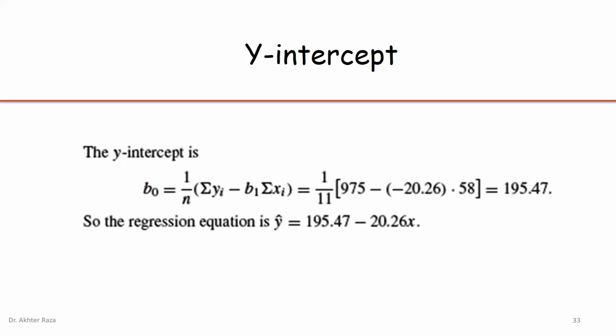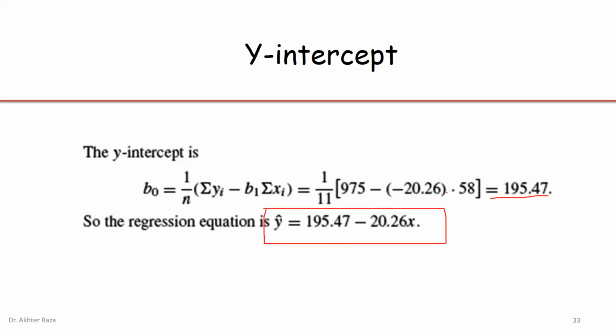Now the y-intercept is computed. The value of the y-intercept is 195.47. That is an indication that if the age of the car is 0, then the price of the car will be $19,547. That will be the price. So a predicted model, or the estimated model, will be this.